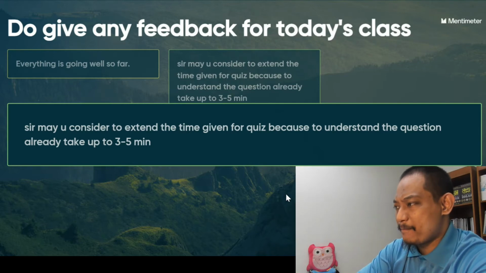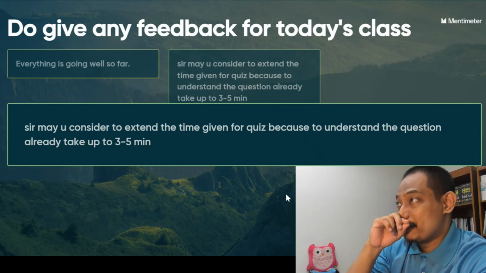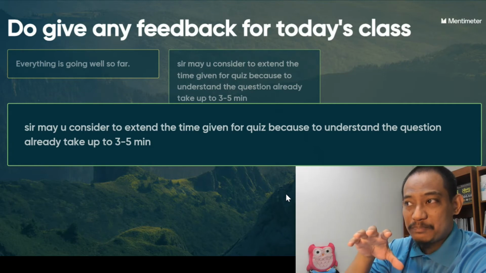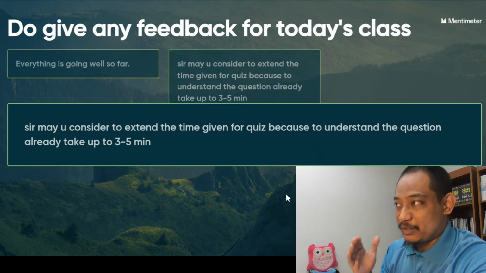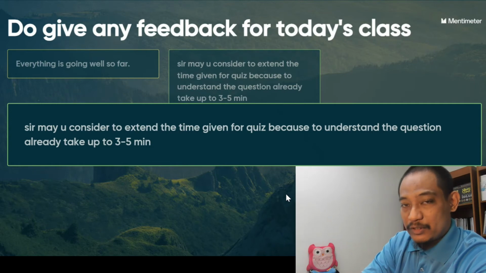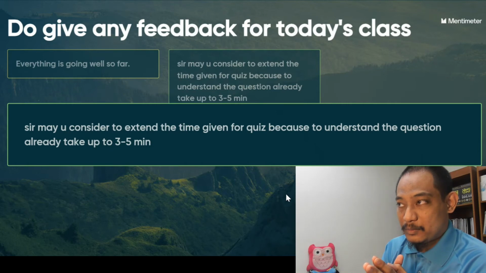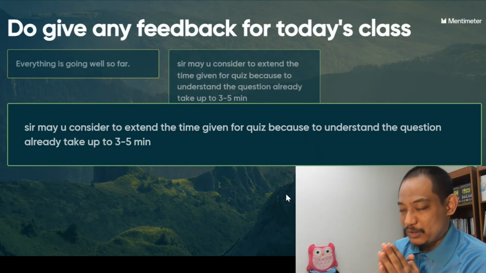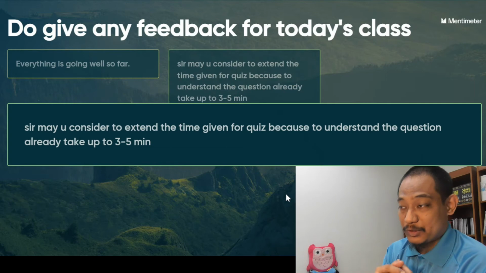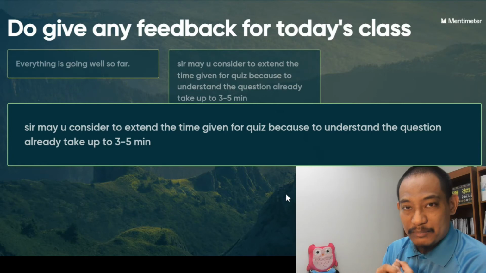Really? Now that's too long. If you take up to 5 minutes to understand the question, especially in the quiz, because the quiz is specific for that topic, right? Today we cover 5.2. The quiz will be on 5.2. And you have covered the lecture before the class, and then you have 1 hour to prepare for the quiz. Because it's very specific, the quiz will only cover that 5.2, for example, right? I'm having trouble understanding why it takes up to 5 minutes to understand.